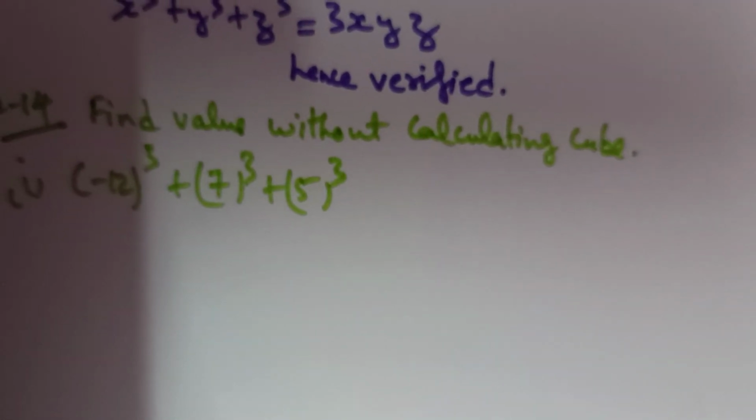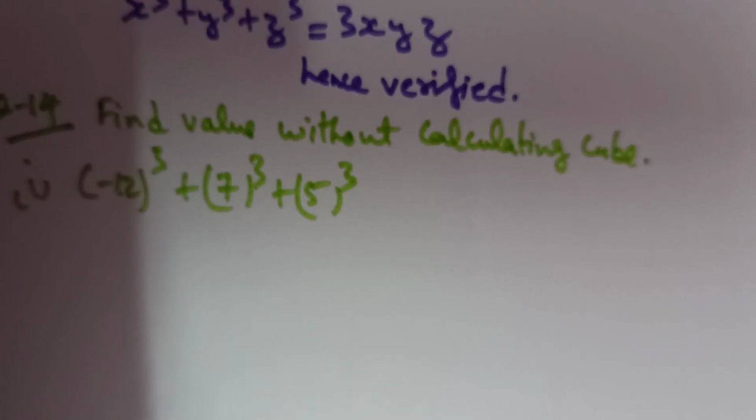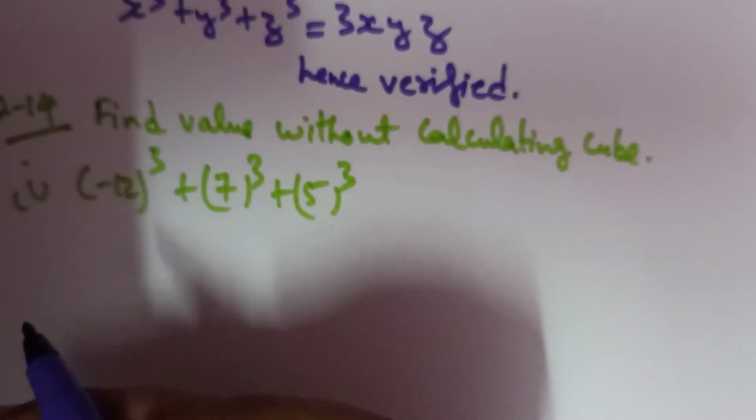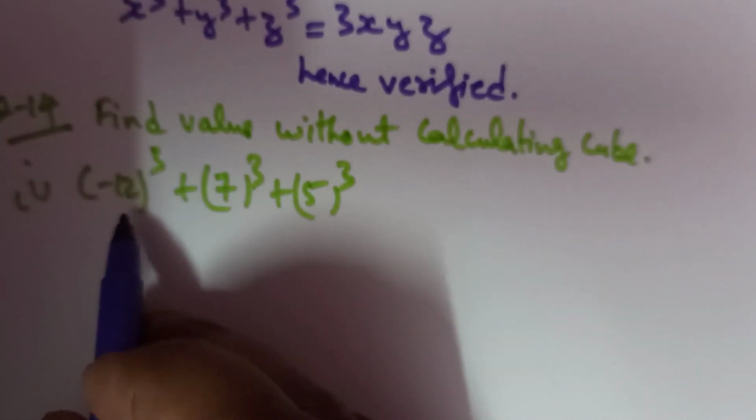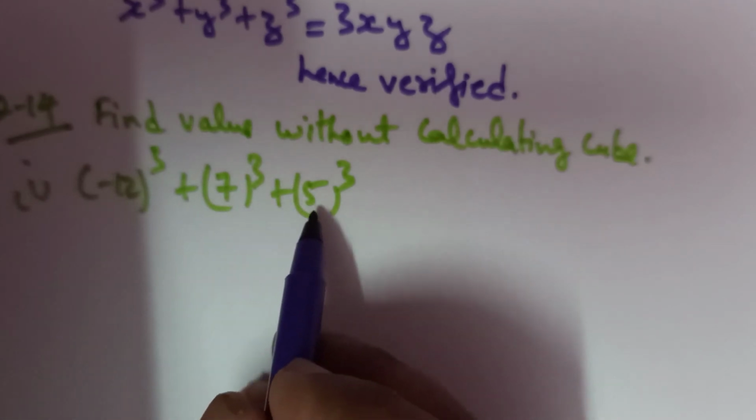Question number 14. Find the value without calculating the cube. Means we don't have to calculate the cube of minus 12 and cube of 7 and cube of 5. We have to calculate the value of this without actually calculating the cube. Means we have to apply the identity. So if we apply the identity, first of all we can see that this will be the identity of a cube plus b cube plus c cube.